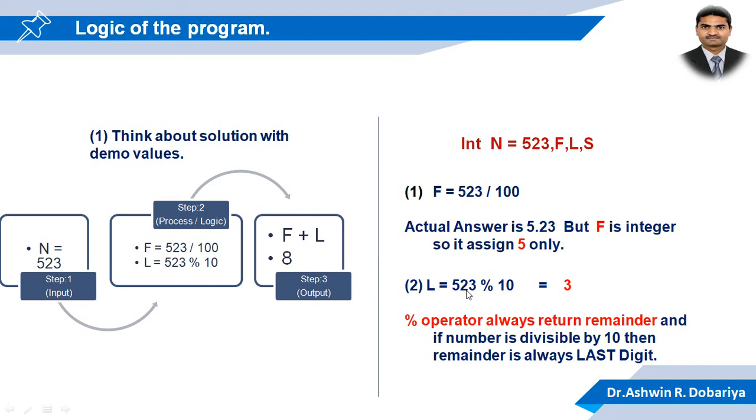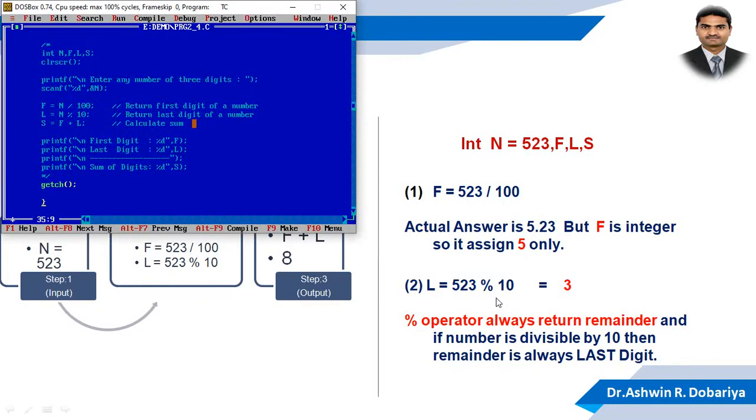Similarly, here L: if we divide any number by 10 and want to return the remainder, then the remainder is obtained with the help of the modulus operator. So it returns the 3 over here. The modulus operator always returns a remainder, and if any number is divided by 10, it always returns the last digit. So from now on, whenever you need to separate the last digit, always perform a modulus operation with 10. Now let's see this actual program in Turbo C.